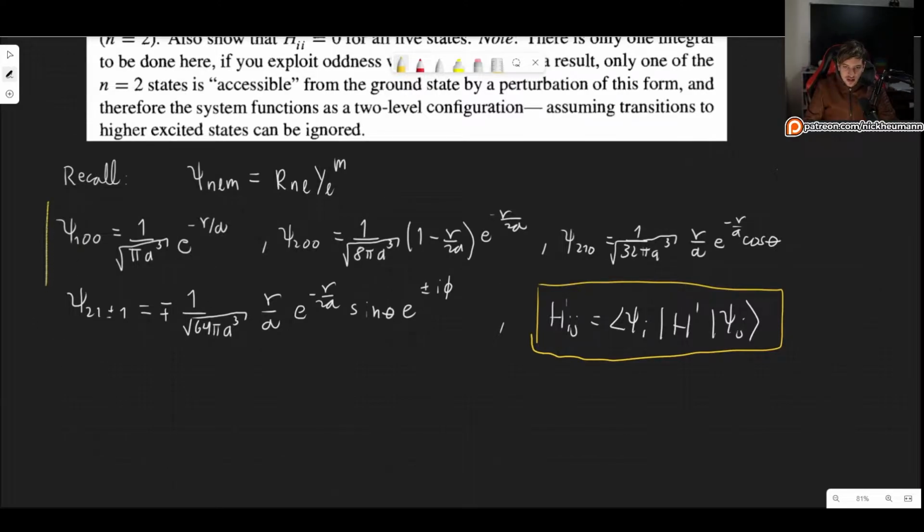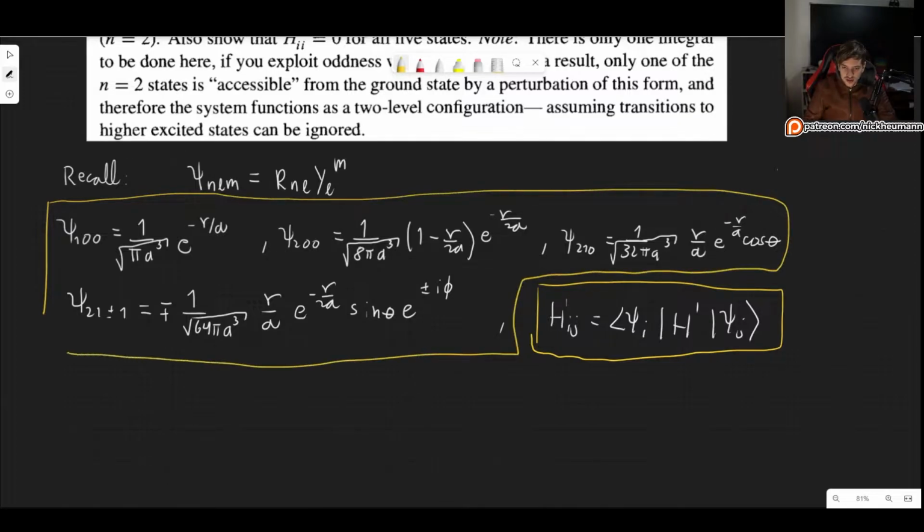Well, first of all, I just wrote down all of the relevant formulas here for our wave functions, so we don't have to worry about them later. So let's begin, for example, with psi 1,0,0, H prime, psi 1,0,0. So first, let's begin only by taking the inner product with itself.